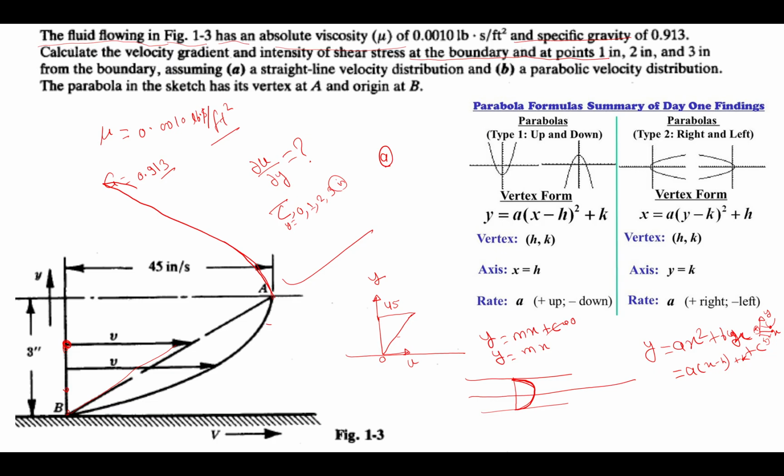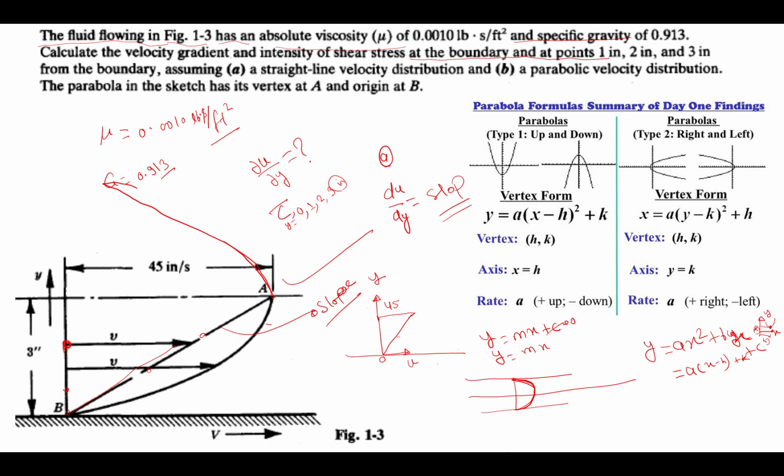When we consider du by dy, what is it? It is how much change in the u direction with respect to y, which is nothing but the slope. In case of a straight velocity distribution, your slope will be constant at every level.